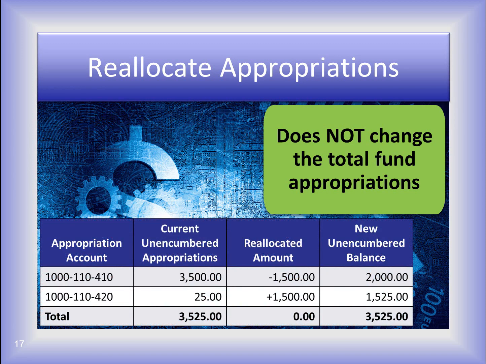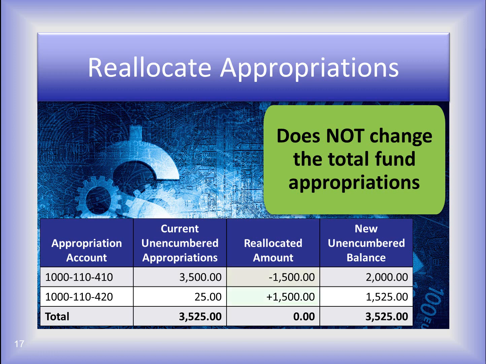Let's take a look at our sample. In the current unencumbered appropriation column for our 410 object account, it has $3,500 available, but the 420 account only has $25 available. If we don't need the full $3,500 from the 410 account, but we need more in the 420 account, we can reallocate all or part of the unencumbered balance between the accounts.